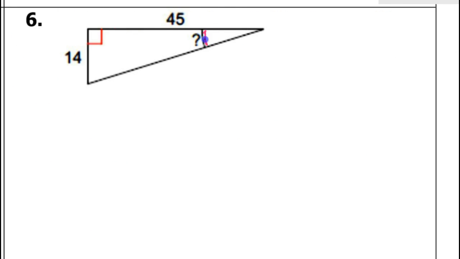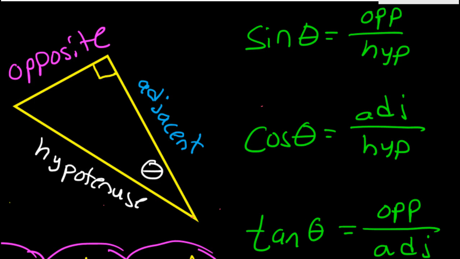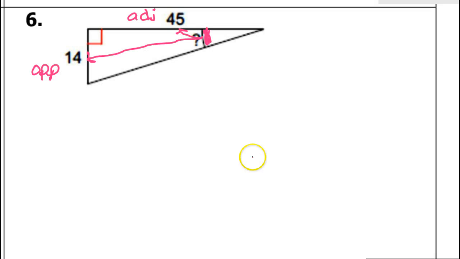Okay, now we have this angle right here, and we have these two sides. Are either one of these the hypotenuse? No. Hypotenuse is over here. So this is the opposite leg, and this is the adjacent leg, all right? Opposite means across from, adjacent means right next to. So opposite and adjacent, which trig function is that? That's the tangent function, opposite over adjacent. So we will set up the tangent function.